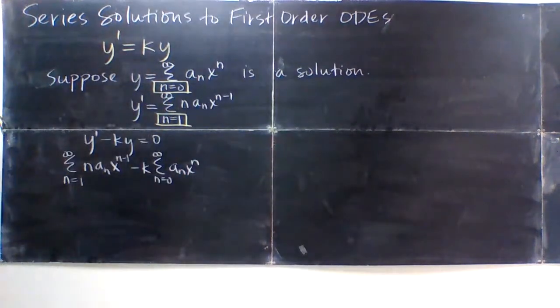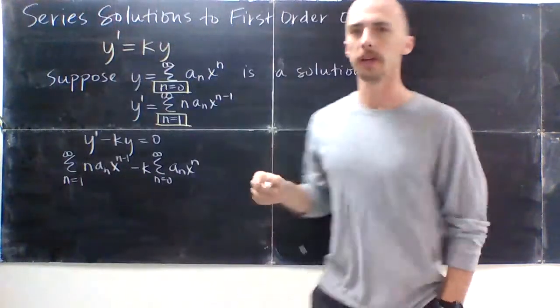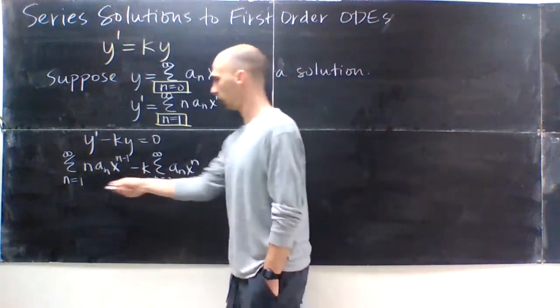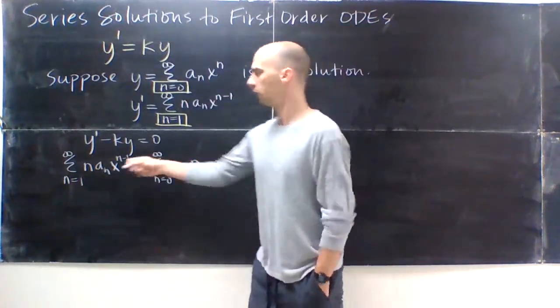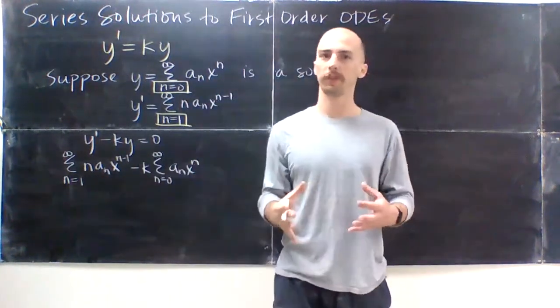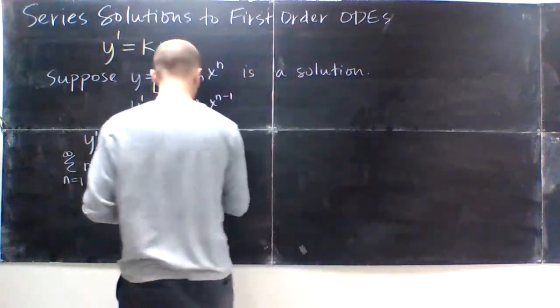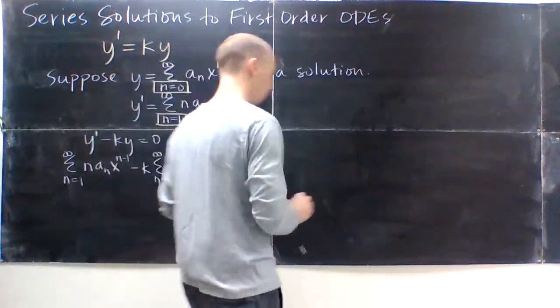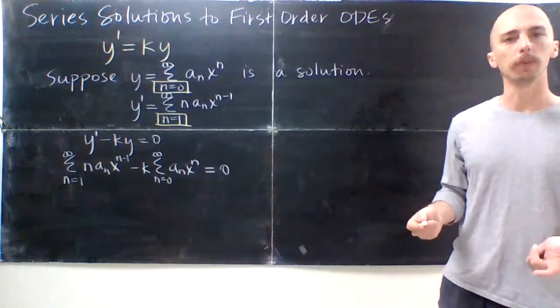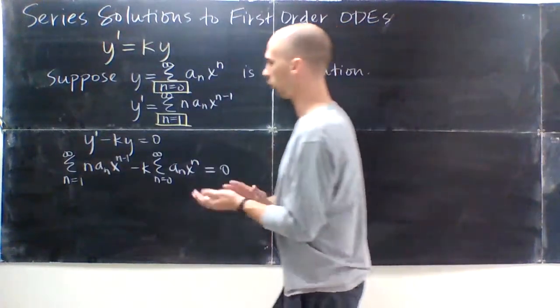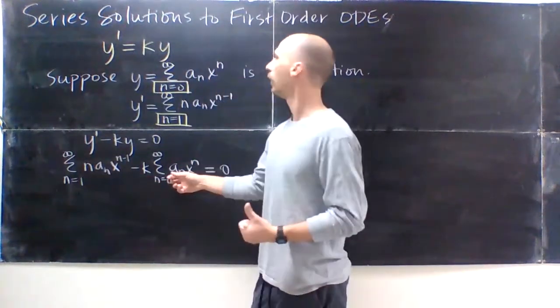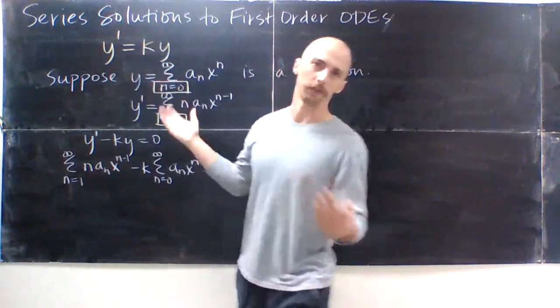And now, okay, what I'm going to need to do is get the index right and the powers of x right so I can express this as one sum, because this thing does still equal 0. And then what I'll be able to do is make conclusions about the values of a n that will then lead me back to the solution to this.